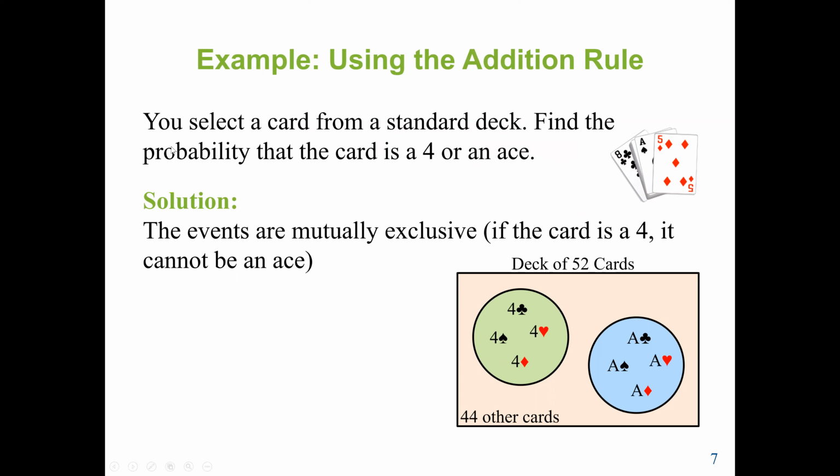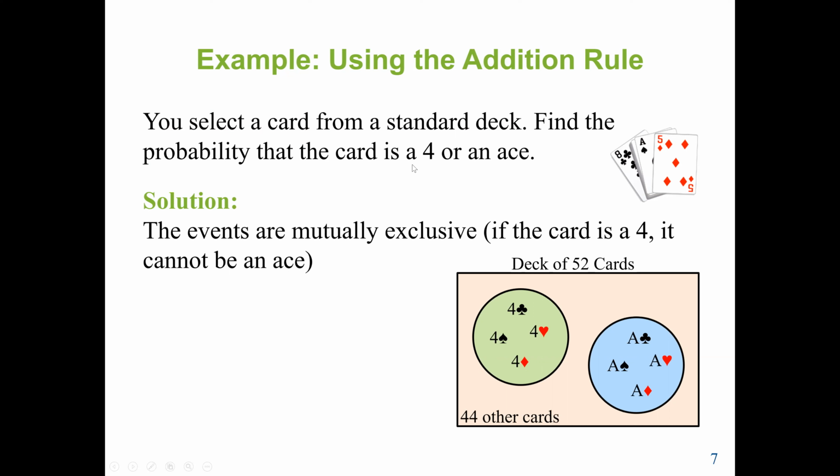So here again, the question says we should select a card from a standard deck and find the probability that the card is a 4 or an ace. Here, or means addition. But first of all, since we know there are two formulas for the addition, we have to determine if the events are mutually exclusive or not mutually exclusive.